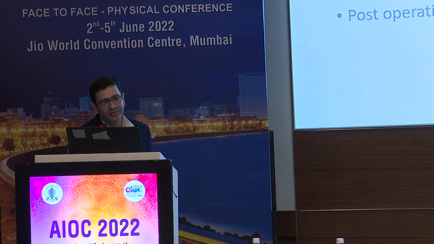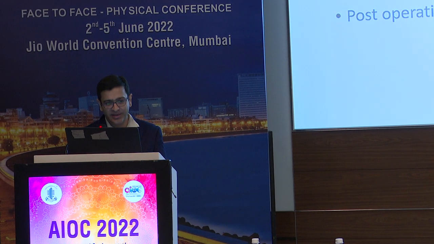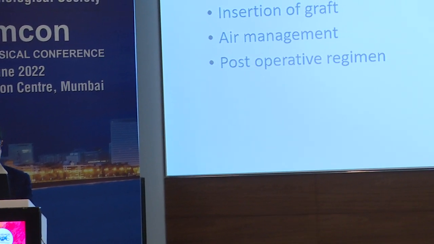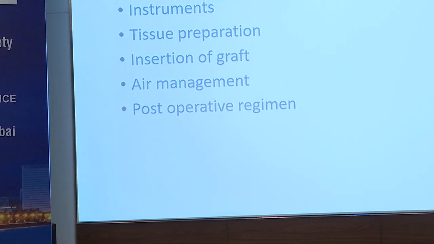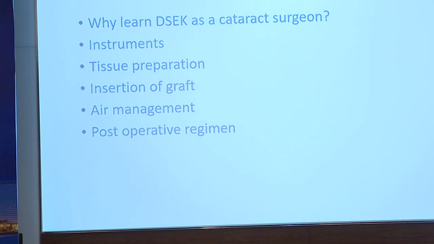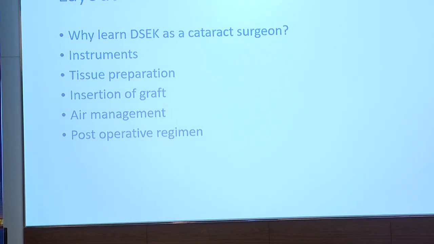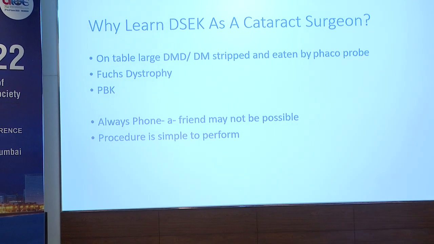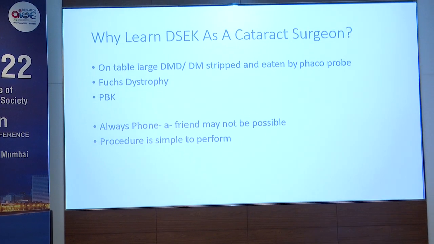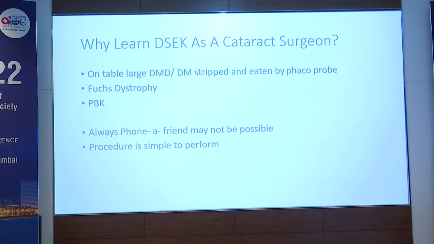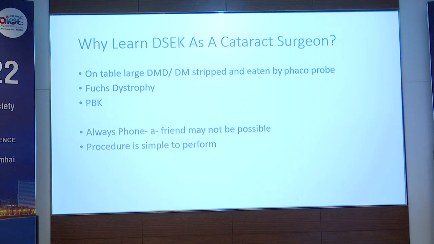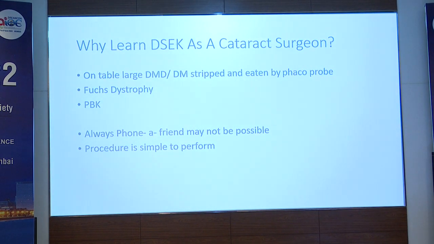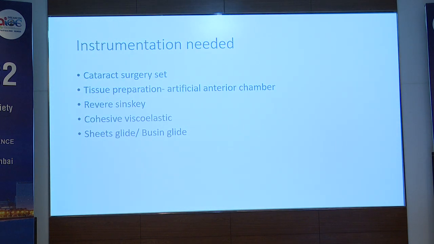So just the layout: why should we really learn DSEK as a cataract surgeon? What are the instruments that we would need to have? Simple steps in terms of tissue preparation, insertion of graft, managing the graft in the eye, and post-operative regimen. On the table, a lot of times we see patients may have a large Descemet detachment, or sometimes the Descemet is just eaten by a phaco probe inadvertently. Patients may have Fuchs dystrophy, or your own patients may be having a PBK. And it's not always possible to call a friend to do the procedure when it's quite simple to perform.